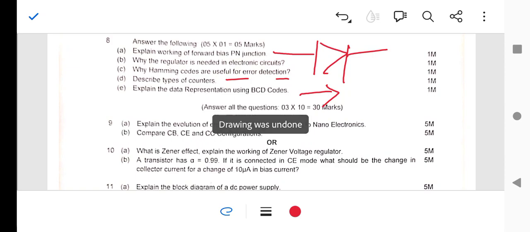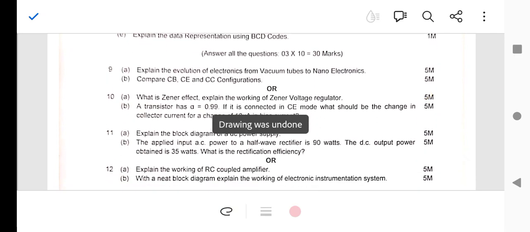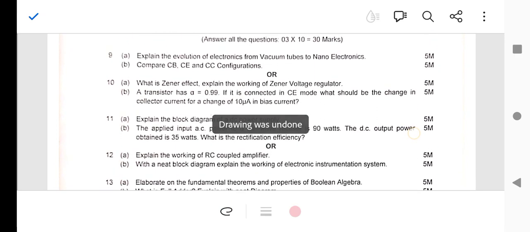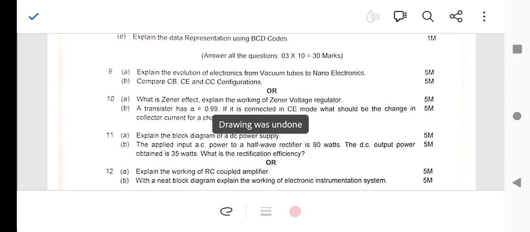These are the 1 mark questions. Normally for every subject 2 marks questions are there, but it is 1 mark because of 2 parts, electrical part and electronics part. Next we go for 10 marks questions which are in part B. Explain the evolution of electronics from vacuum tube to nanoelectronics; we have to write the year and the electronic device introduced. Compare CB, CE and CC configurations: common base, common emitter, common collector configurations.